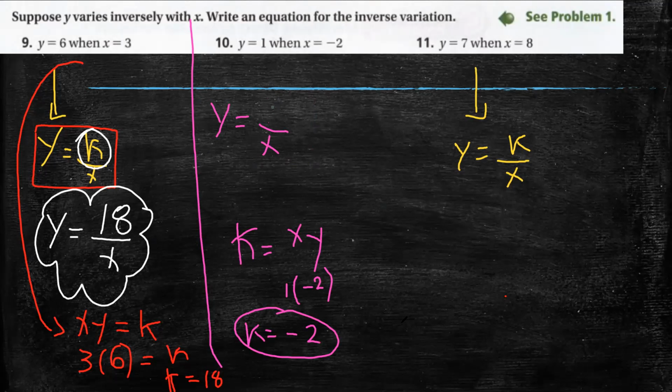So to write the equation, what did you need? You need to replace k with -2. So the equation will be y equals -2 over x. Is it clear?